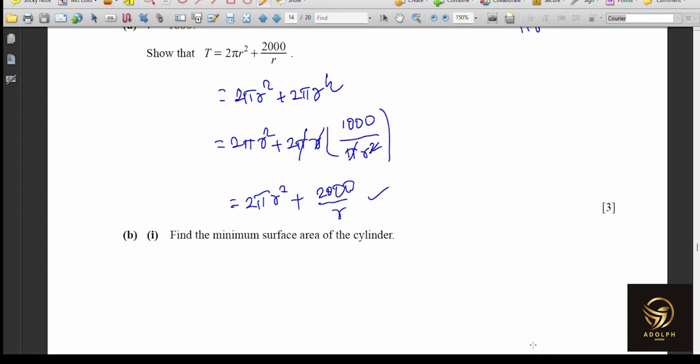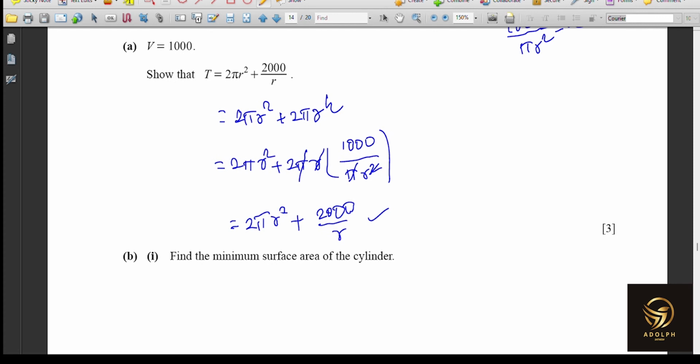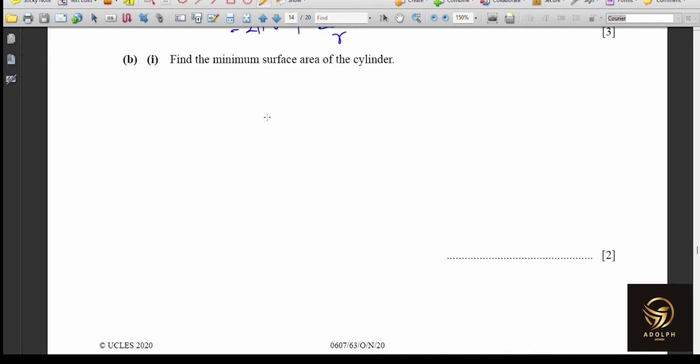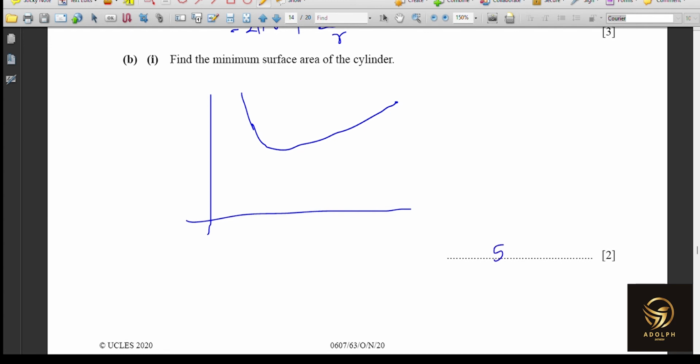Next, to find the minimum surface area of the cylinder. So how do we have to find it? Are we going to use any formula or something? No, not required. Use this formula in your GDC for drawing the curve. If you draw it, we get a graph like this. Then let's check what the minimum value is here. That minimum value is 554 centimeters squared.